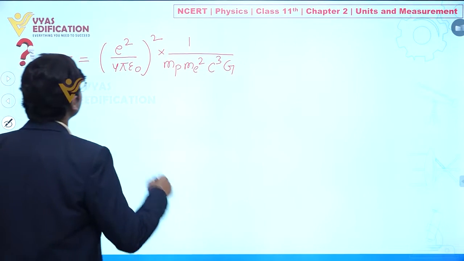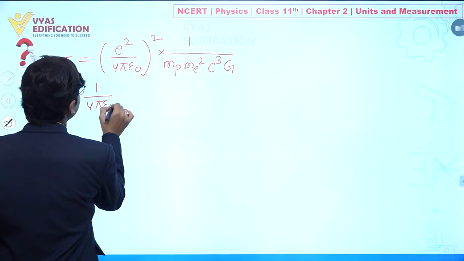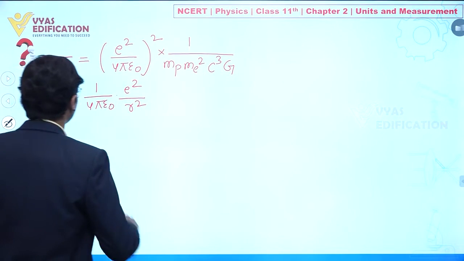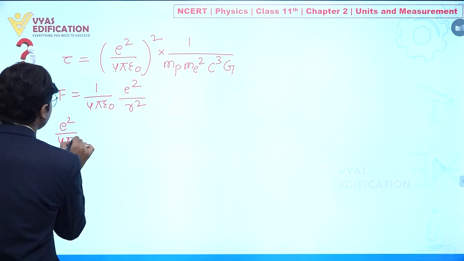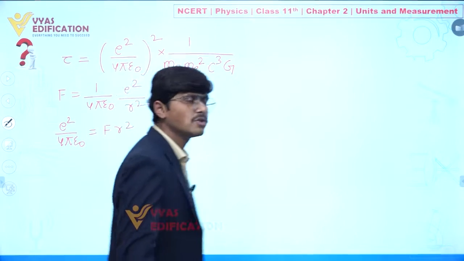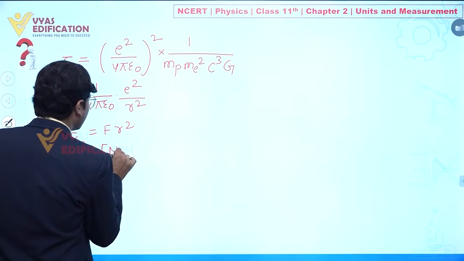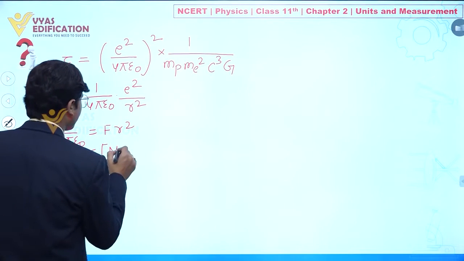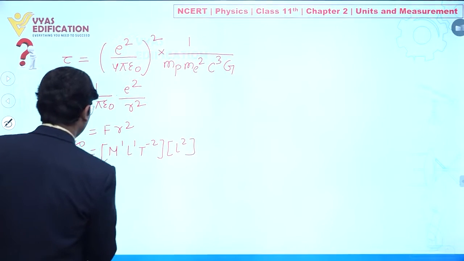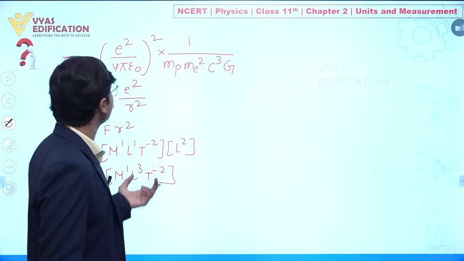First we can find the dimension of this one. We know F is given by 1 upon 4 pi epsilon naught, E square divided by R square. So from here can we find the value of E square over 4 pi epsilon naught? Yes or no? This is equal to F r square. We write this formula due to Coulomb's law of electrostatics. So from here we can write the dimension formula. The dimension formula of force is M1 L1 T minus 2, and this is equal to L2. So this is equal to M1 L cube T minus 2. So this is the dimension formula of this term.